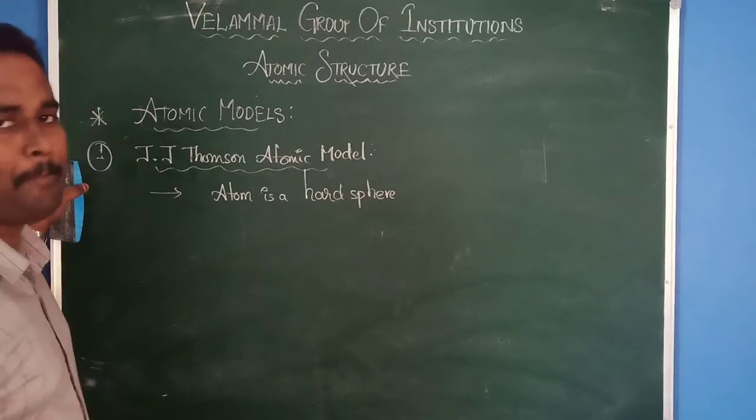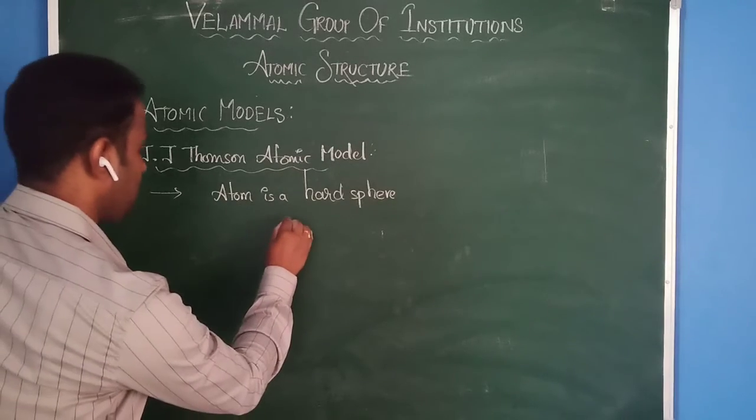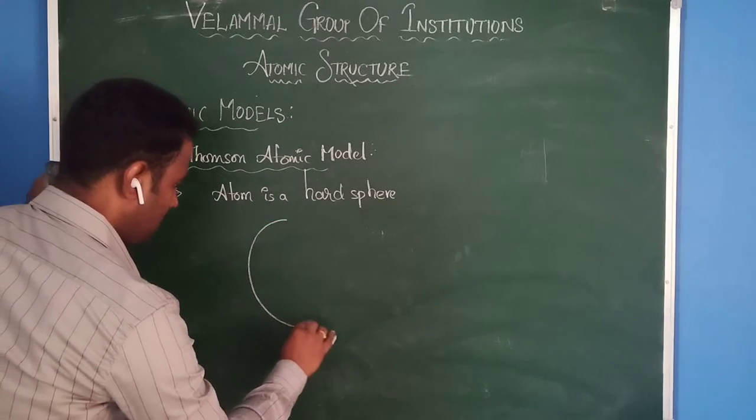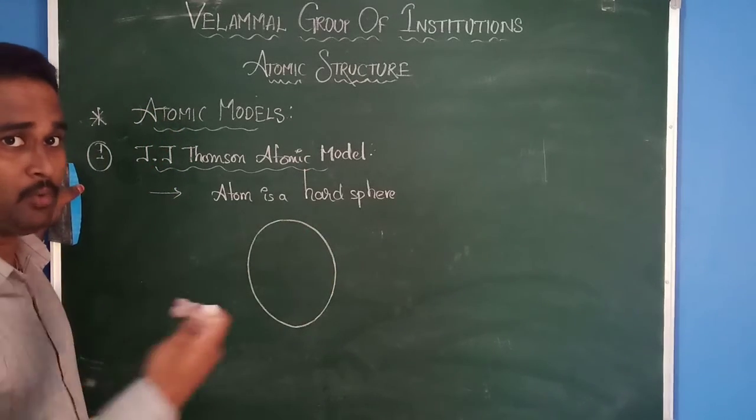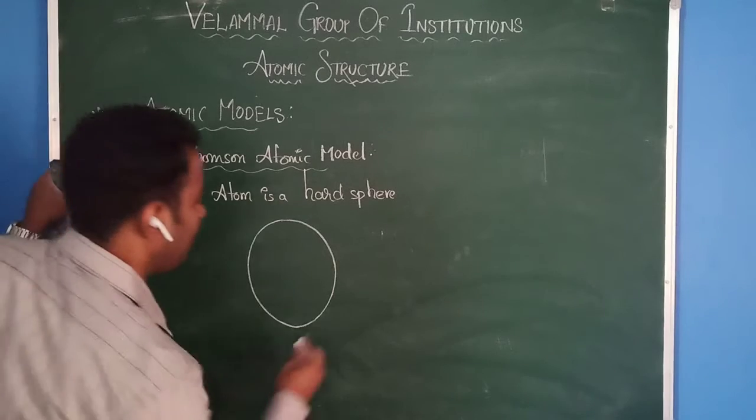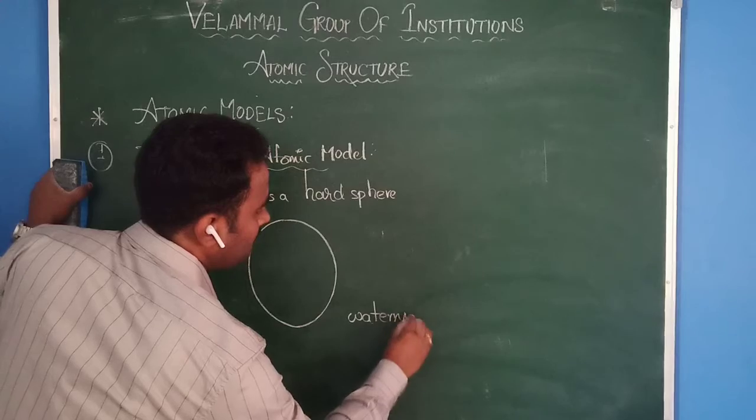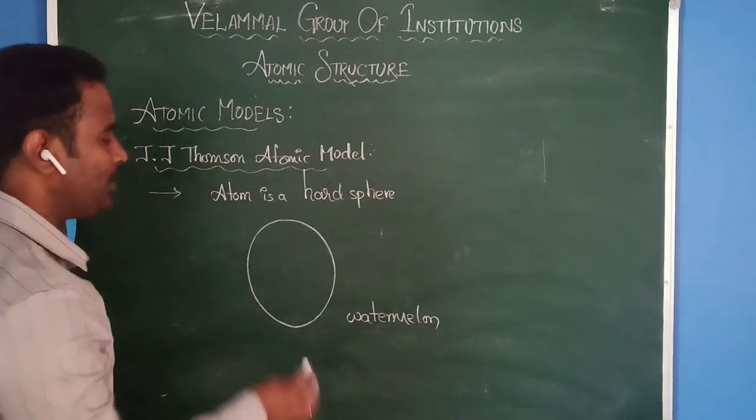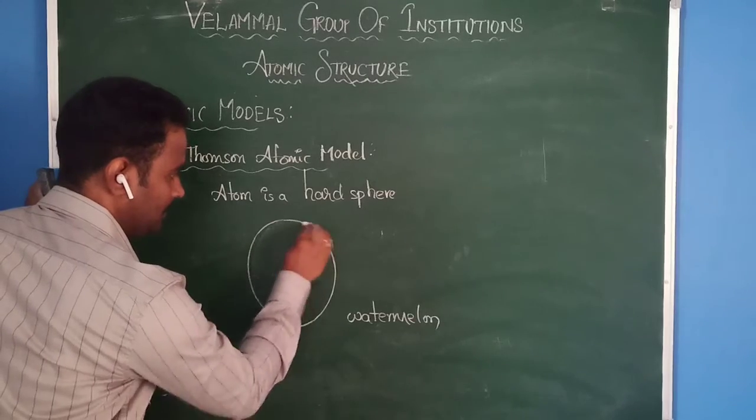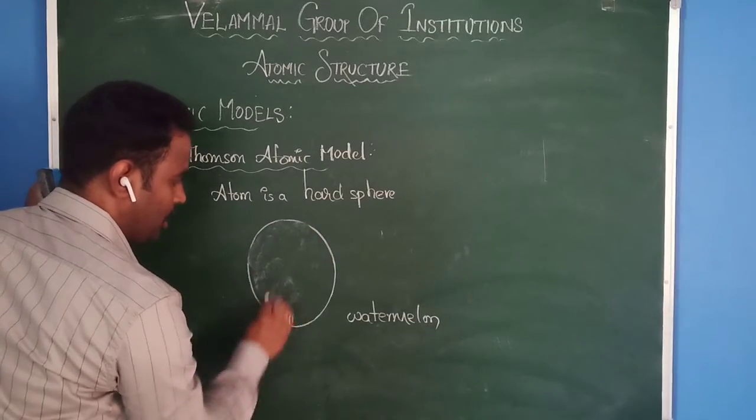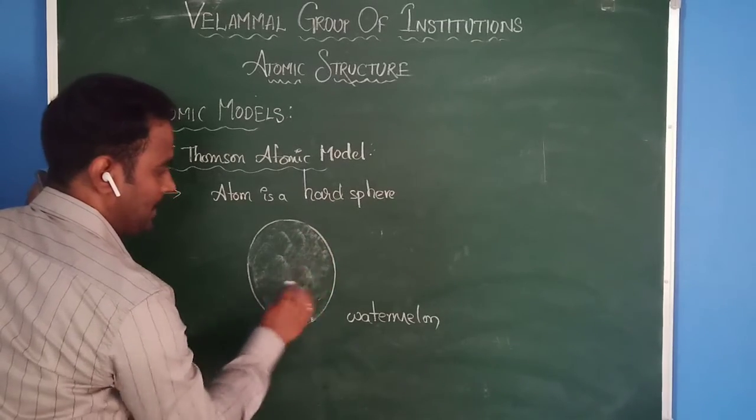He compared his atomic model with one important fruit, that is nothing but watermelon. I think everyone likes watermelon. Am I correct or not? Yes. Usually we like to eat watermelon in summer. It's good for health also. If you check the watermelon, you can see the red color part. A red color part. Am I correct or wrong? Yes.